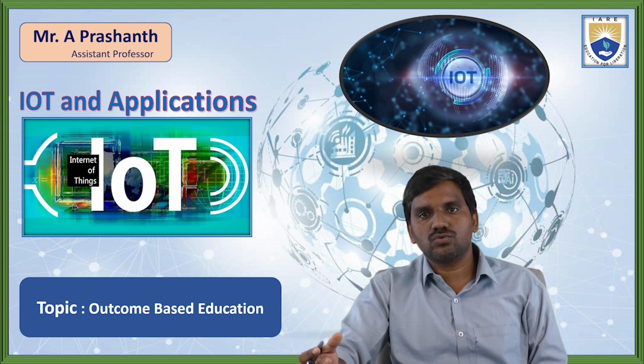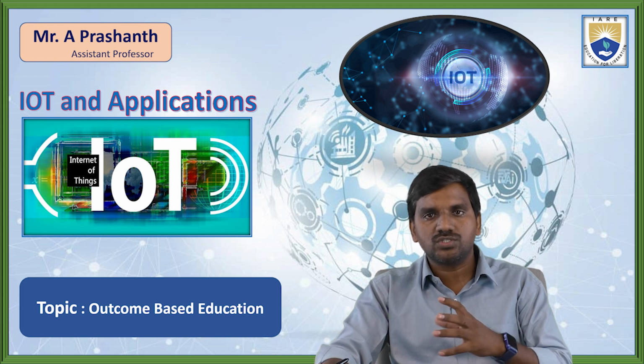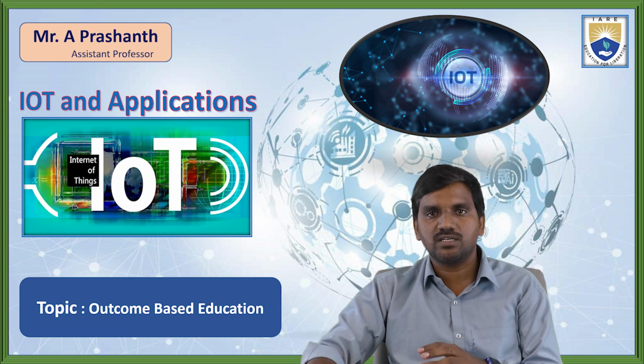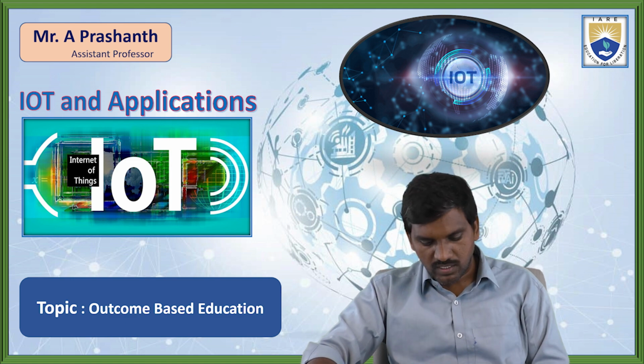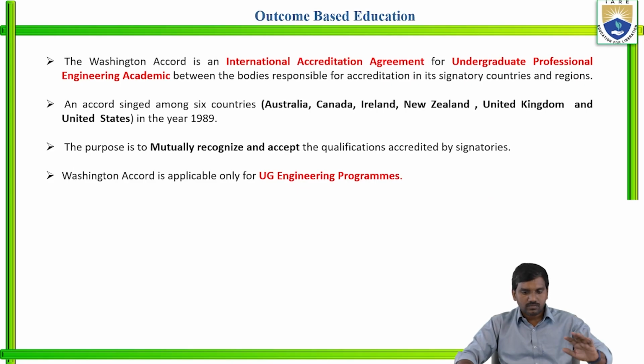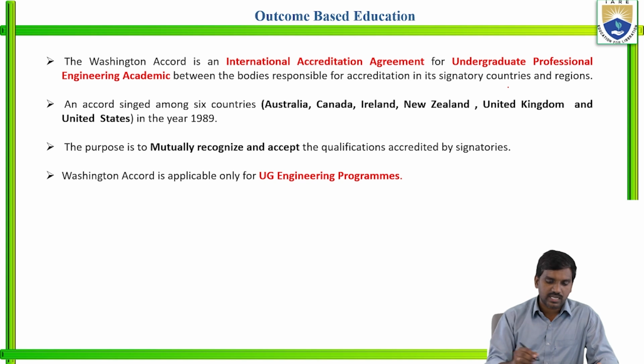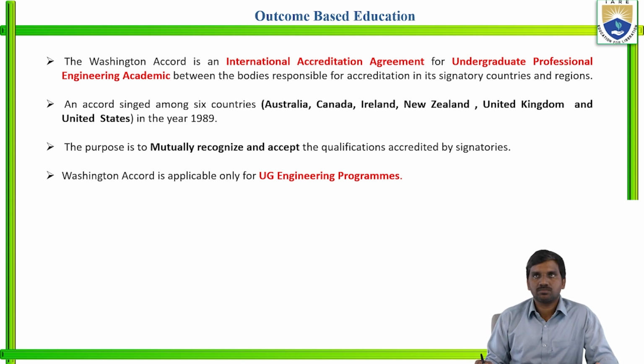Before that, first we have to know the main origin point of the outcome-based education system, where it is coming from in the worldwide education system. It comes from the Washington Accord, an international accreditation agreement for graduate professional engineering academy between the bodies responsible for accreditation in its signatory countries and regions. In 1989 there was an accord called the Washington Accord.